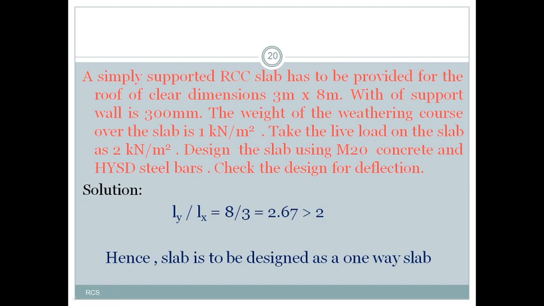We know our fundamental definition of a one-way slab or two-way slab: if Ly by Lx is greater than 2, then we can categorize it as a one-way slab. So with respect to this data, Ly by Lx is greater than 2, so the slab is designed as a one-way slab. Right? We have decided that we have to design this slab as a one-way slab.